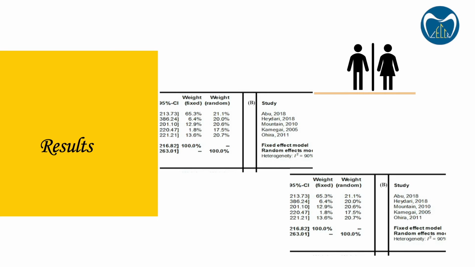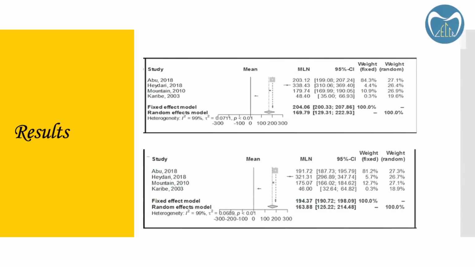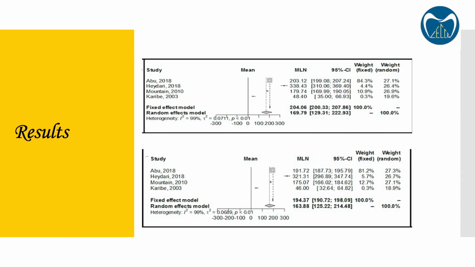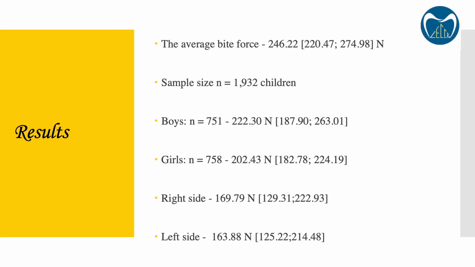Gender, that is, bite force values of the males and females, were subjected to meta-analysis. And a comparison for the right and left sides was also done. The final bite force value averaged to 246.22 newtons, ranging between 220 to 274 newtons. This value was recorded from 1,932 children who were included in this review. Among them, there were 751 boys and 758 girls.